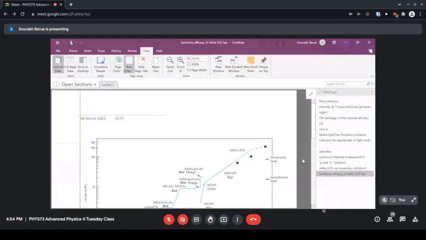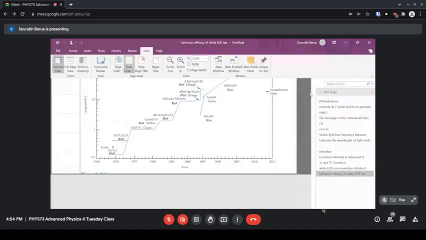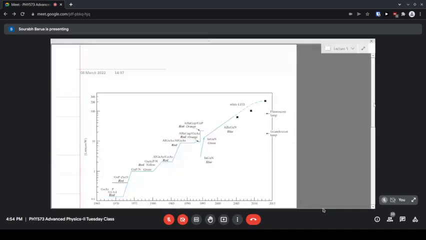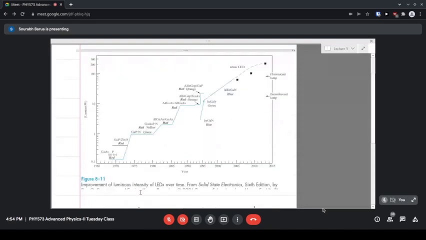Okay, so this is a chart from Banerjee and Streetman. This is the improvement of luminous intensity of LEDs over time, how the luminous intensity of LEDs has changed as time has progressed. So you can see in '71, there was gallium arsenide phosphide, meaning 0.6 arsenic and 0.4 phosphorus. That is the ratio of this alloy, and that gives you red color.